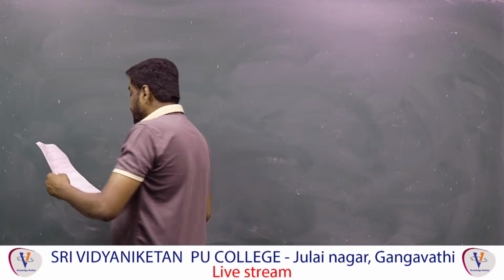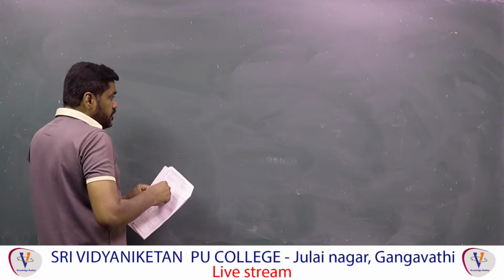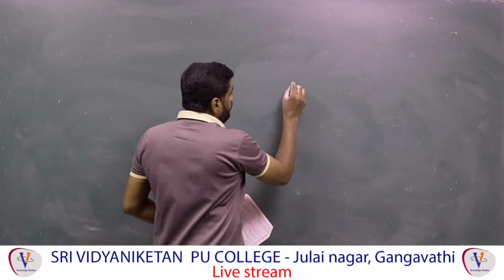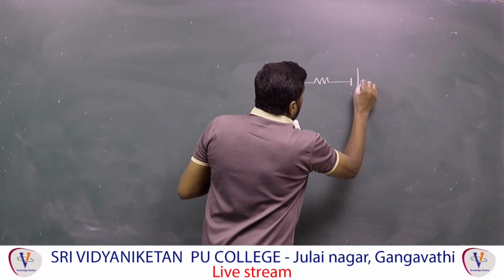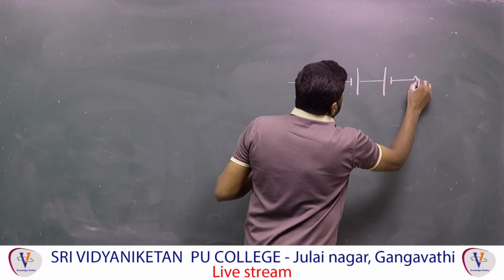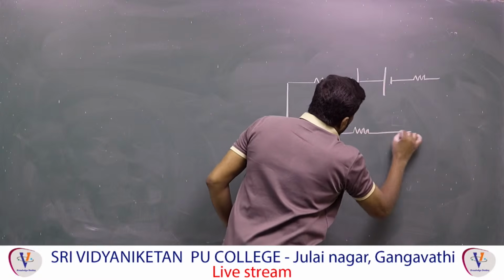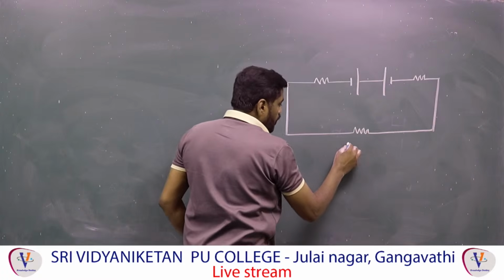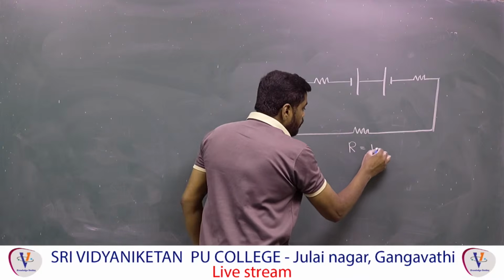So if you find out the current, we have to use what they have given. This is one resistance and this is one battery, and one more battery, this is the 2. Here I have given the 1 ohm resistance. Therefore external resistance R is equal to 1 ohm.